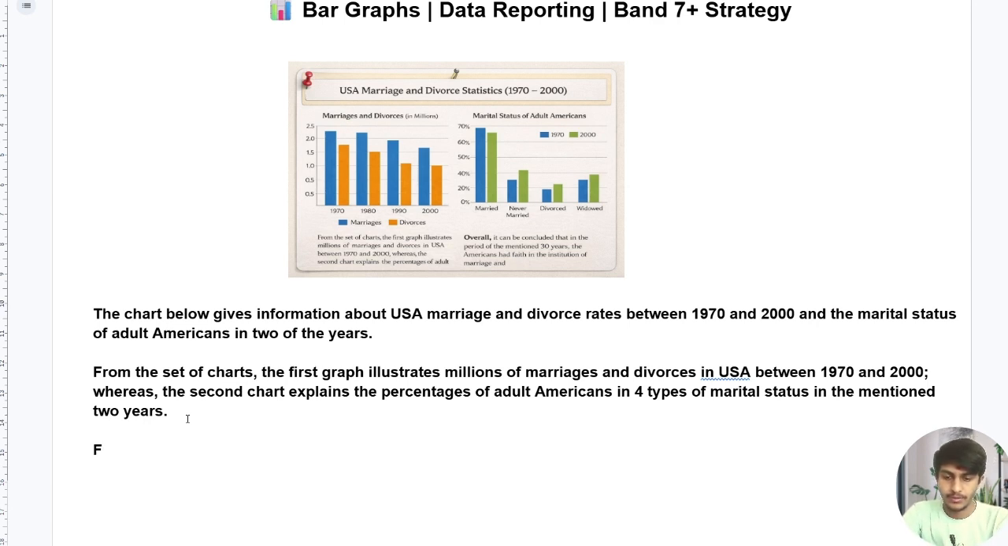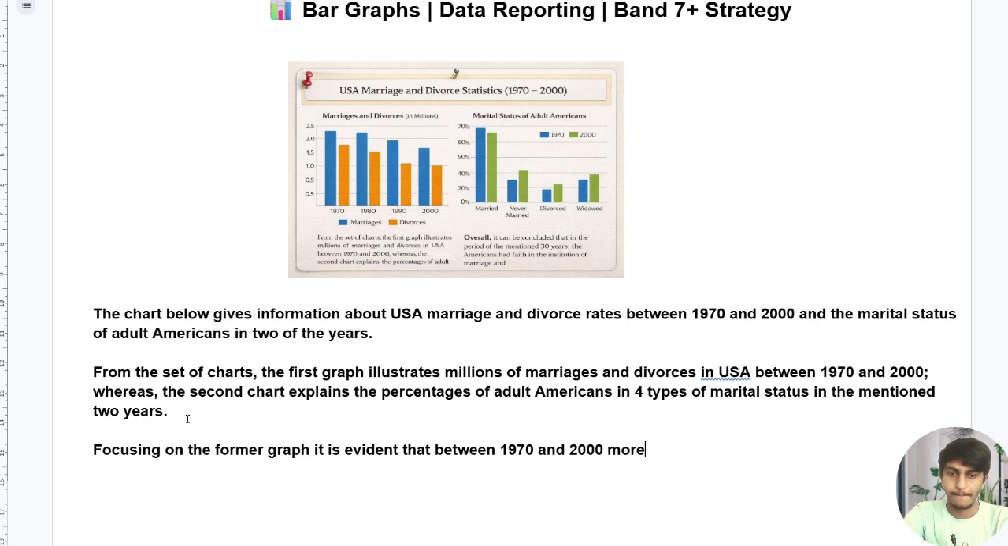So, focusing on the former graph, it is evident that between 1970 and 2000 more marriages happened compared to divorces.